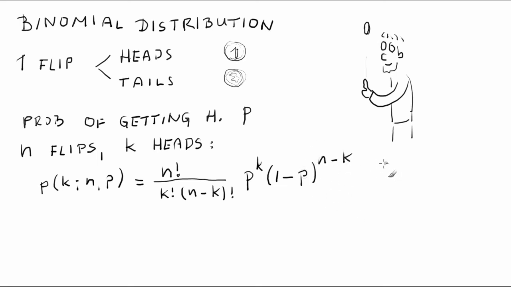Let's stress that generally the probability p doesn't need to be 50% like it would be in the case of the coin flip experiment. The mean value and variance of the binomial distribution are given by expectation value of k equals n times p, and variance of k equals n times p times 1 minus p.